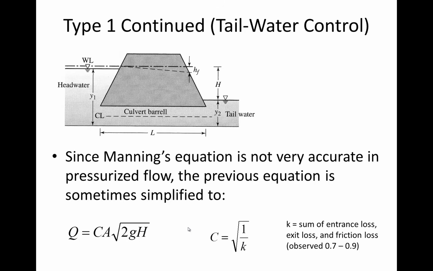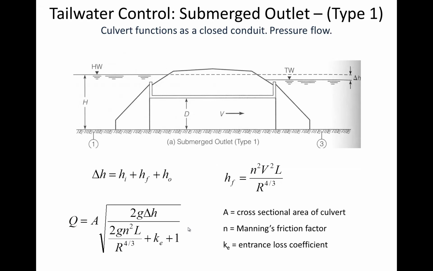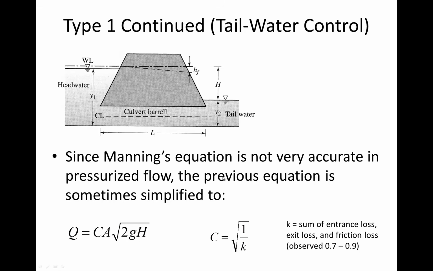Since Manning's equation isn't really accurate in characterizing pressurized pipe flow, sometimes they don't bother to put all the sophistication and complexity of this equation into assessing the flow capacity in type 1, which is inlet and outlet submerged. And so sometimes Manning's equation is just simplified to some energy loss coefficient times the cross-sectional area and then square root of 2gH. And H is the difference between the headwater and the tailwater.